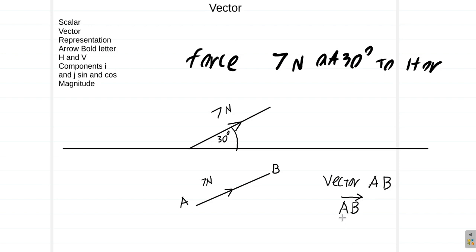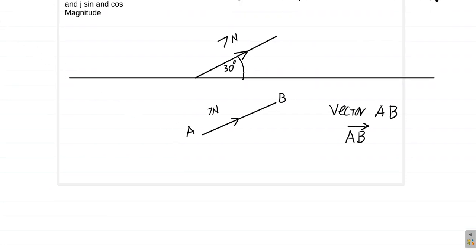Now you have another way you can represent a vector too. First, you draw the vector with the arrow and show it, and you have your 7 newtons here. What you can do is use one lowercase letter. Now notice the A and B are uppercase. You must not write them lowercase like that. That's wrong. Alright? If you label the two ends of the vector, they must be uppercase, capital letters.